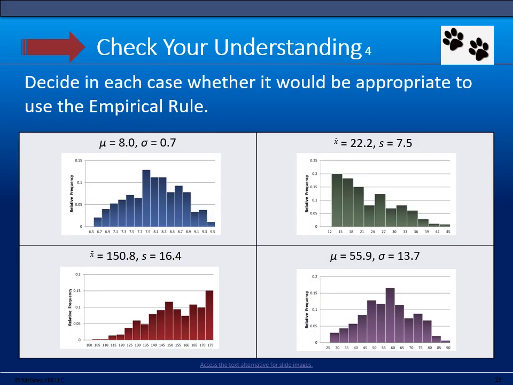Again, you can hit pause and then go through these to see which of these apply. This is just kind of seeing if you're paying attention to when we can use the empirical rule. So I'm going to move forward. Remember, you have to have a bell curve or an approximate bell shape in order to use the empirical rule.